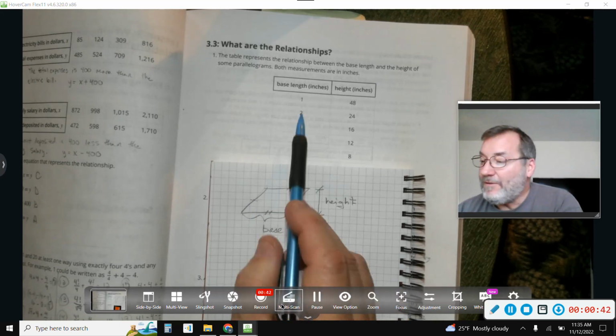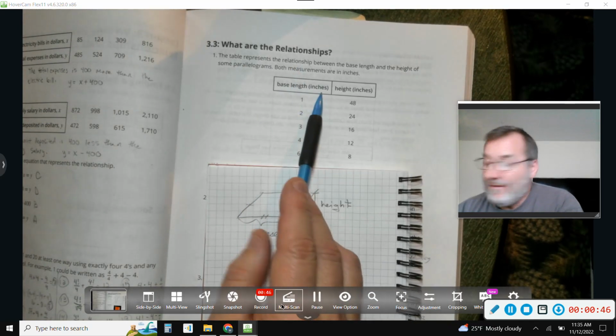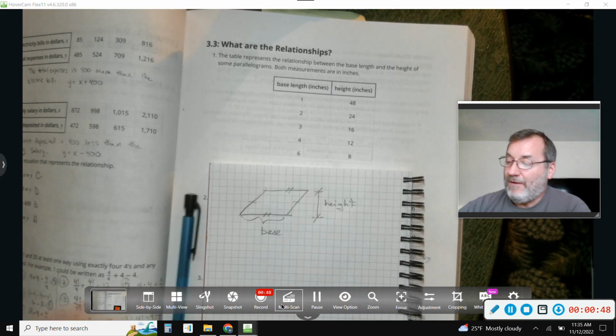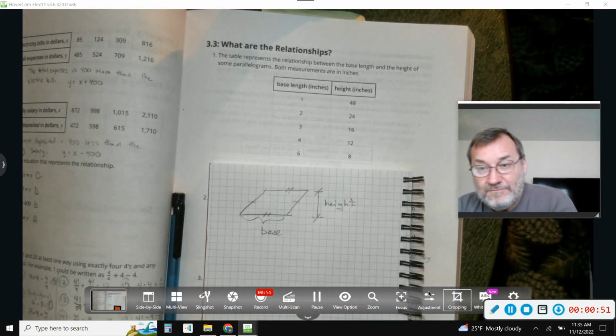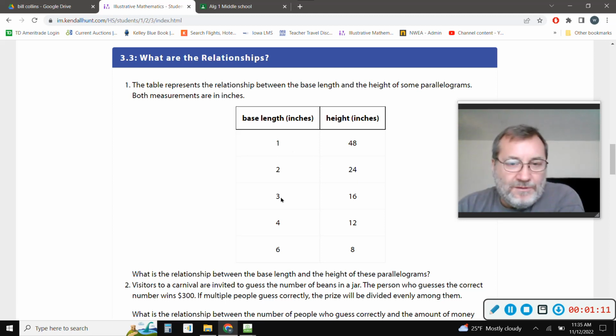And what they're giving you here is they're saying the table represents the relationship between these, all right? And they want you to go ahead and try to figure out a mathematical operation that we can use for this, okay? So it says table represents the relationship. What's the relationship between the base length and the height of these parallelograms? So we want to somehow figure out a way to relate the base and the height for these parallelograms. Well, if you look at these, you notice it goes 1, 2, 3, 4, 6.